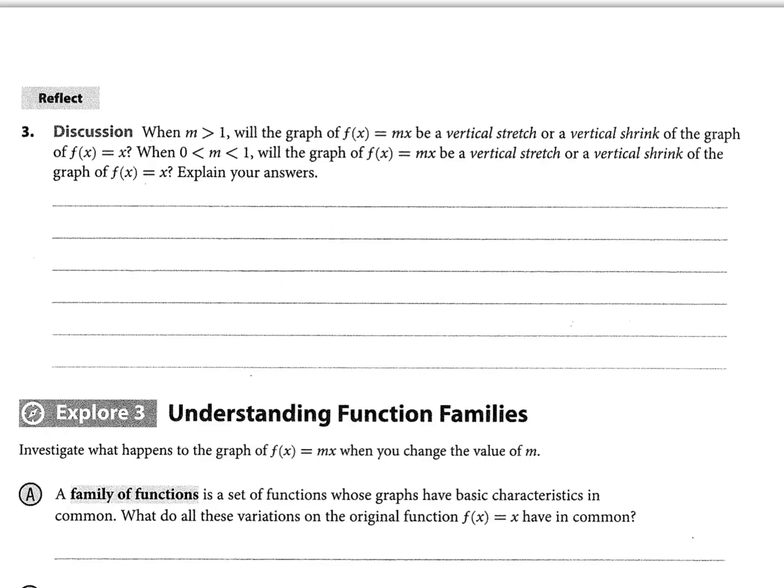When m is greater than 1, will the graph of f of x equals mx be a vertical stretch or a vertical shrink of the graph with the parent function f of x equals x? So what it's talking about is if we had a line and we grabbed both endpoints of the line, if we stretch them, then the points are going to get farther and farther apart. But if we shrink them, the points are going to get closer together. So a vertical stretch would have a steeper slope, and then a vertical shrink would be less steep.